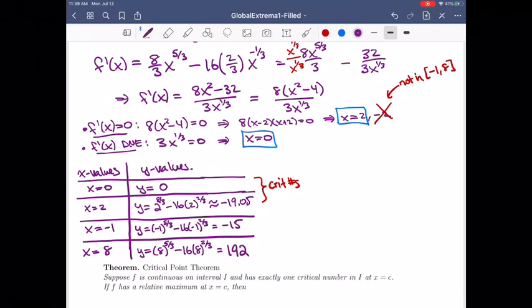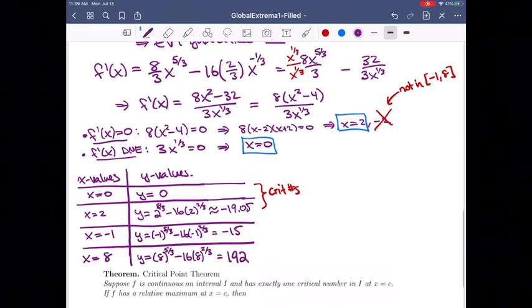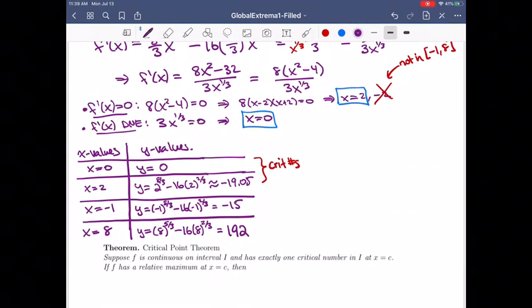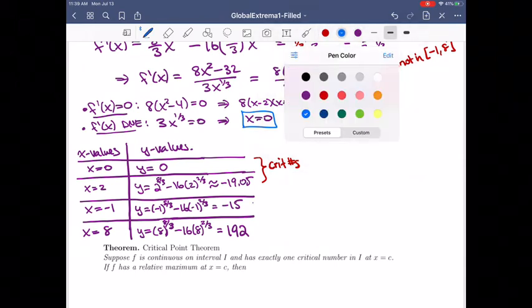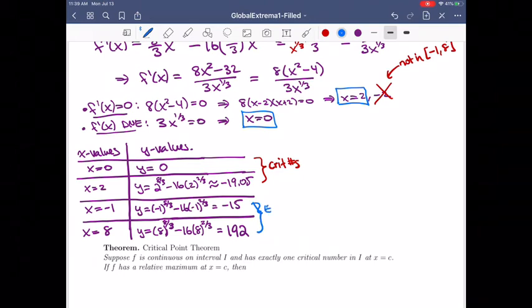Does that make sense? 2 to the 5 minus 16. Oh, it's not 5/3. Sorry, that's why. I was worried it didn't seem right, but it's because I made a typo here. It's actually 8 to the 8/3. 5/3 was the derivative. Okay, so it's going to be 192. So in these two parts, we're checking our endpoints.